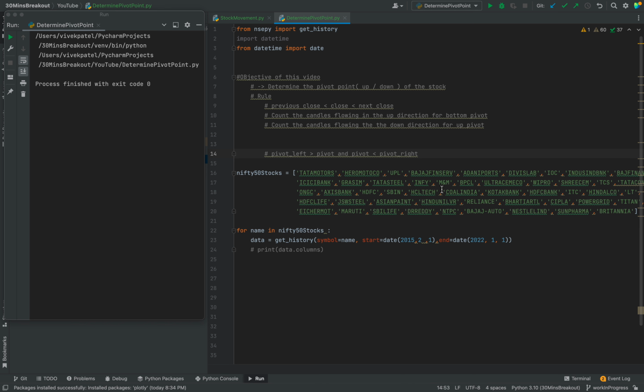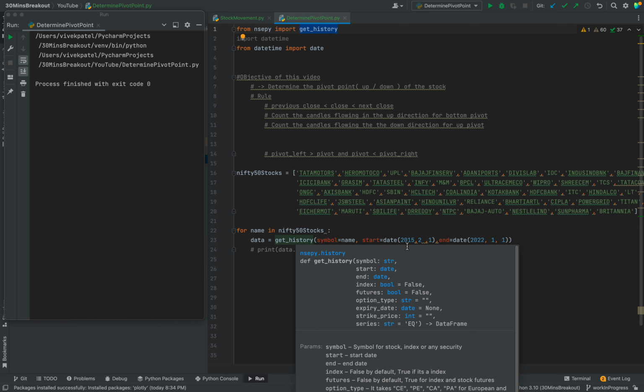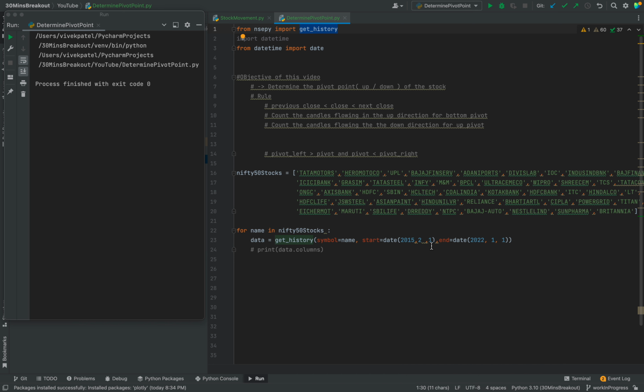So here we have used this library NSEPy. I have already published a video related to NSEPy. You can go and check in my playlist. So here we are using NSEPy and the get history method. Using that we can extract data from given time intervals. So here we have used this data, and now we will try to find the pivot points.